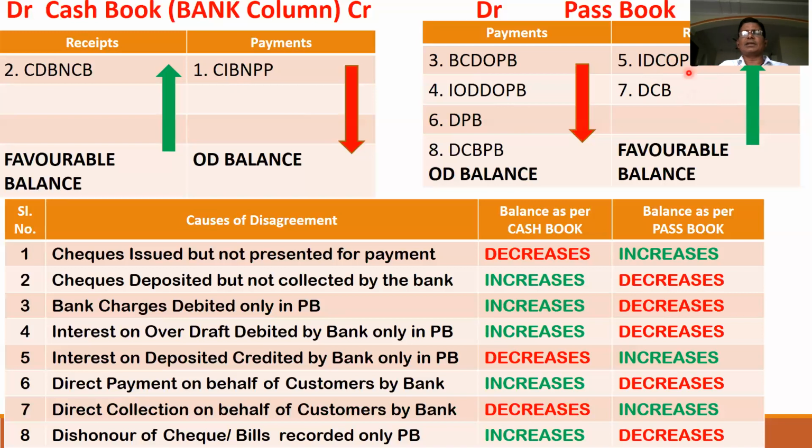book, so the cash book balance decreases. Direct collection by the banker: the banker directly collected on behalf of us. So our bank account received some receipt, and automatically our passbook balance increases. There is no intimation, so the cash book balance decreases. These are the 8 important points. If you know these 8 points, no doubt the bank reconciliation statement is very easy.